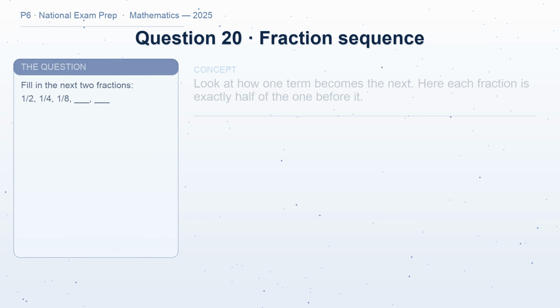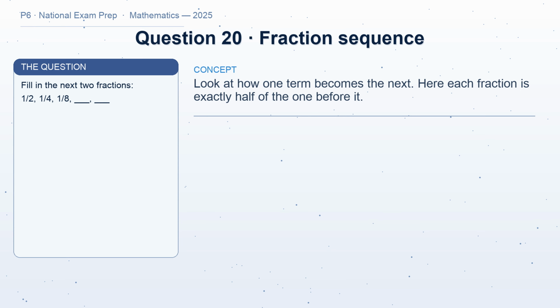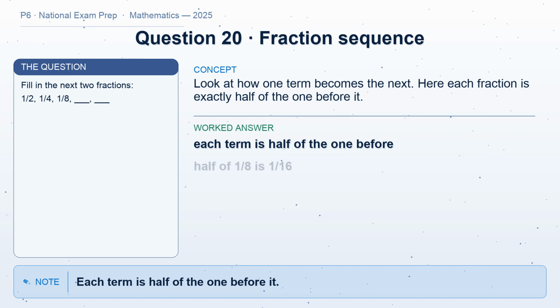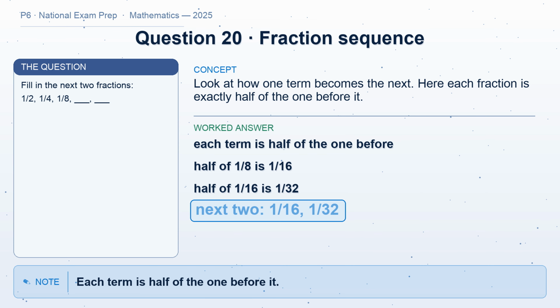Question 20. We need to fill in the next two fractions in this pattern: 1/2, 1/4, 1/8, and then two blanks. Let's spot the rule. To go from 1/2 to 1/4, we take half. And to go from 1/4 to 1/8, we take half again. So each fraction is simply half of the one before it. Half of 1/8 is 1/16, and half of 1/16 is 1/32. So the next two fractions are 1/16 and 1/32.